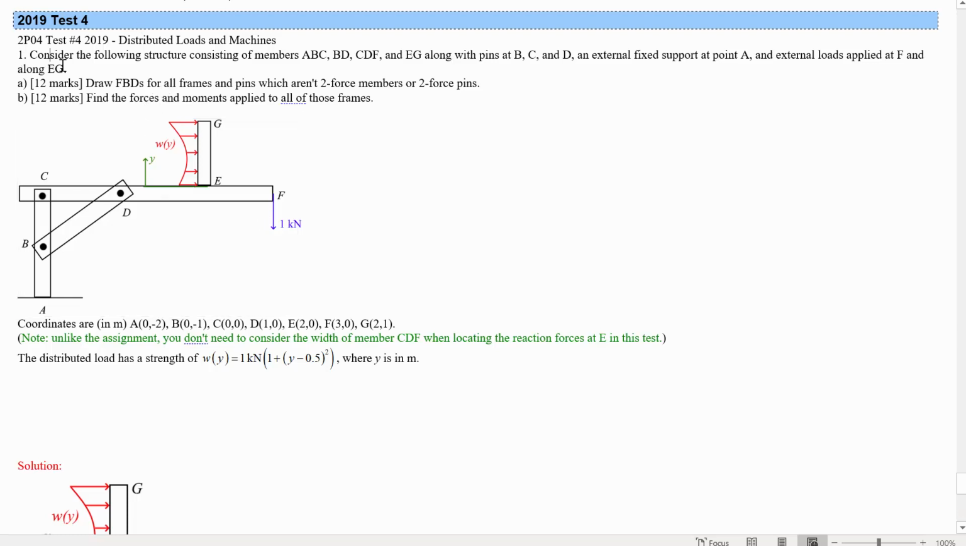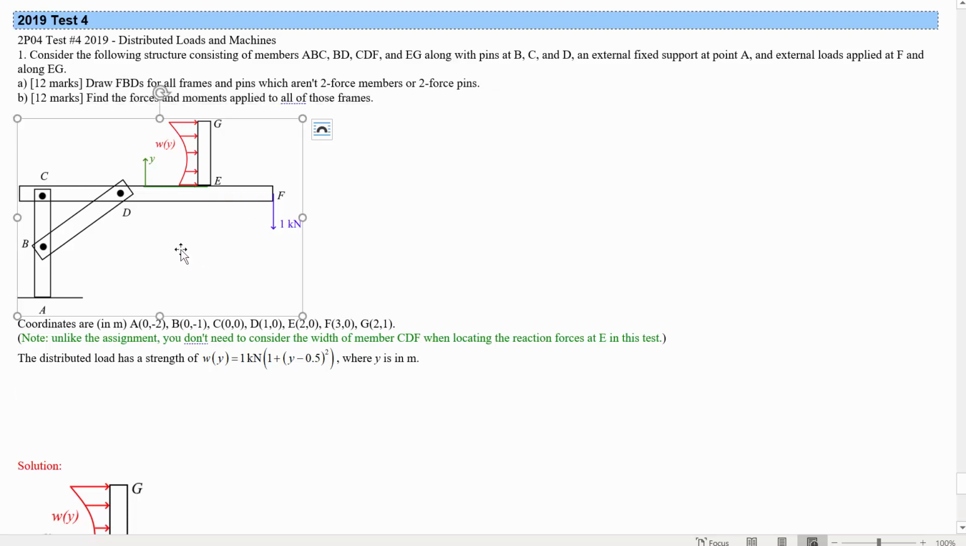Okay, so what we're going to do is consider the following structure consisting of members ABC, CDEF, and EG, and BD, along with pins at B, C, and D, and an external fixed support at point A. And we have external loads applied at point F, and a distributed load along EG of w at y. Now the objective is to draw free body diagrams for all the frames and pins which aren't 2-force members or 2-force pins, and then find the forces and moments applied to all of those frames.